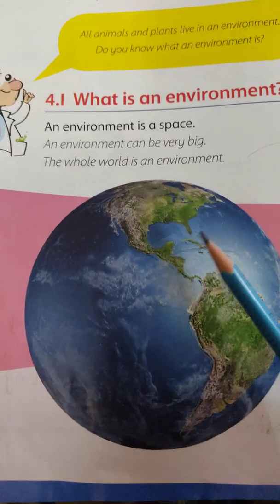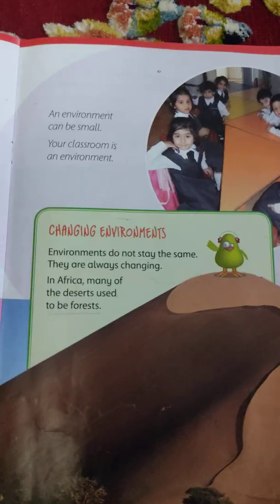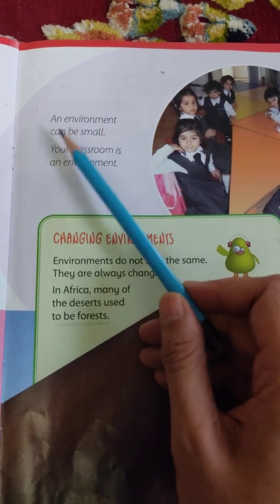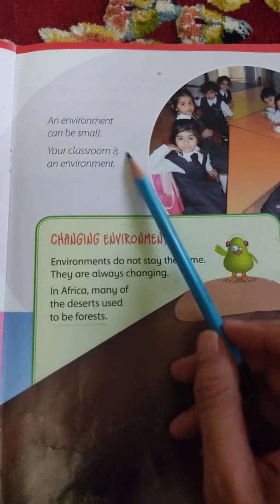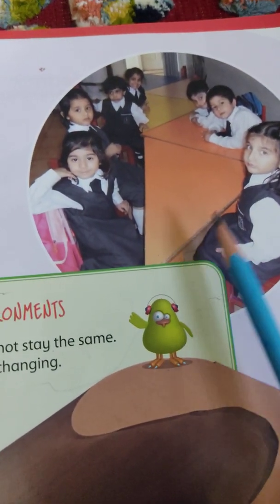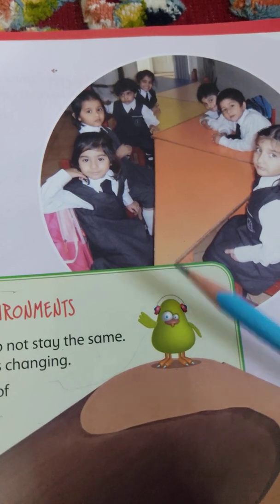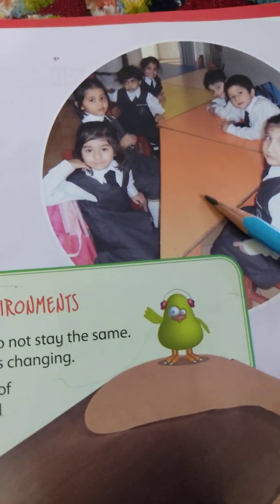Okay, so this is a very big environment. Come to the next page. Here we study that an environment can be small. Your classroom is an environment. Okay, look at this picture. The ideal classroom is a positive place. The teacher organizes the classroom and makes a positive environment in the classroom. So it is a small environment.